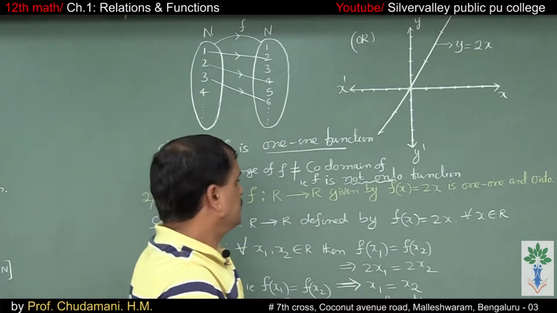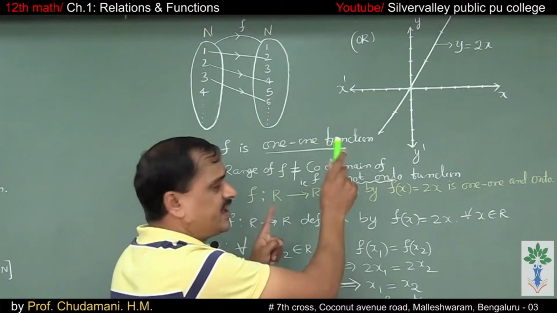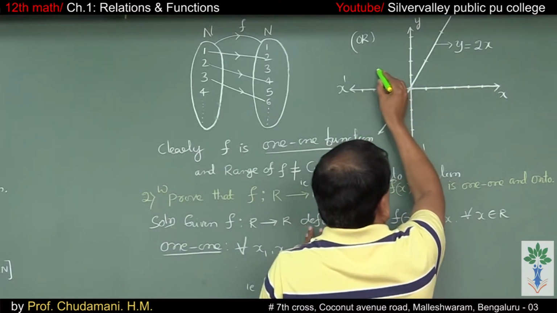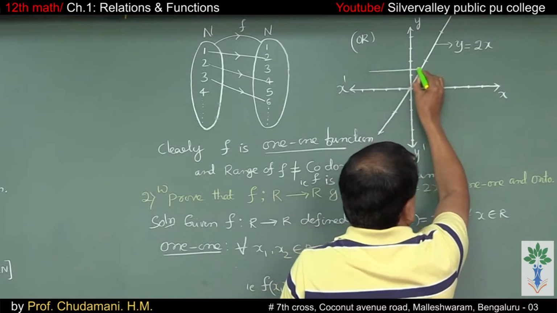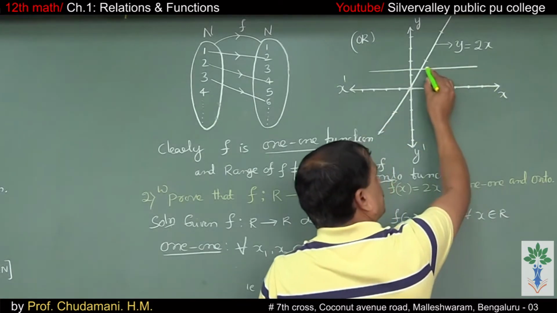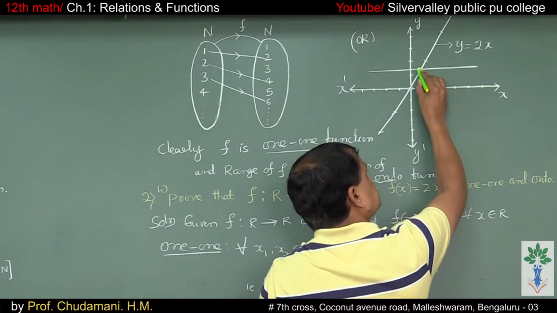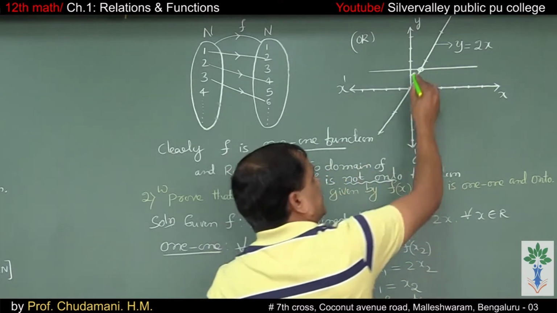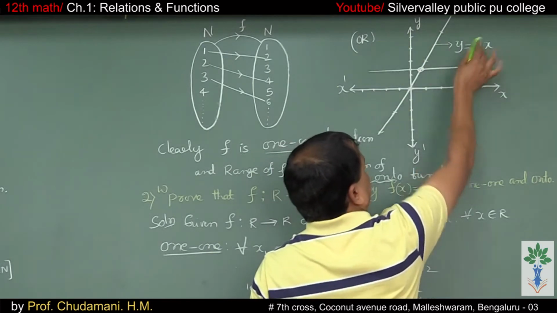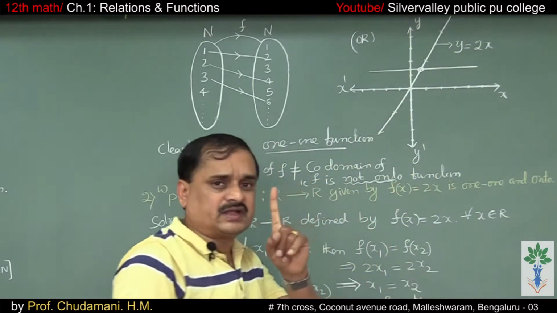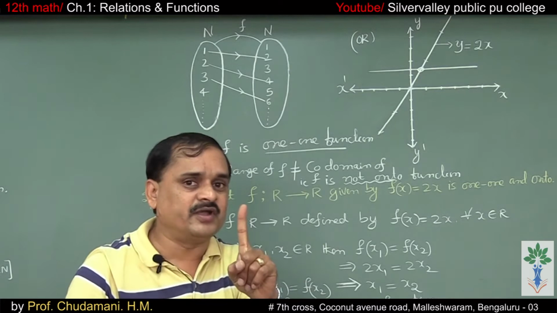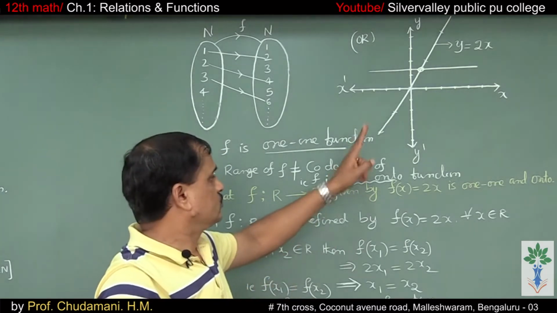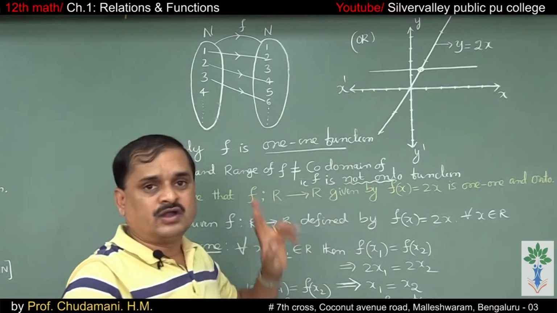And clearly range and codomain are the same. If I draw a line parallel to the x-axis, it cuts the curve at only one point. Wherever you draw a line parallel to the x-axis, it cuts the curve only at one point, which means it is a one-one function clearly. So of course it is onto also.